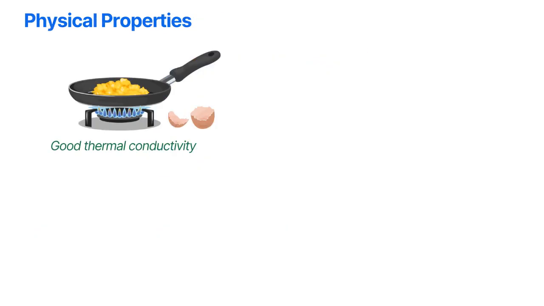Let us begin with the physical properties of metals. Metals are known for their ability to conduct heat very well. For example, cooking pans are usually made of metals because they transfer heat quickly from the stove to the food.